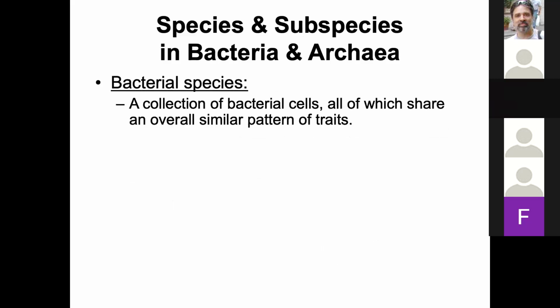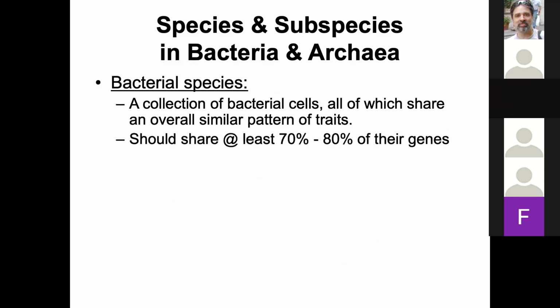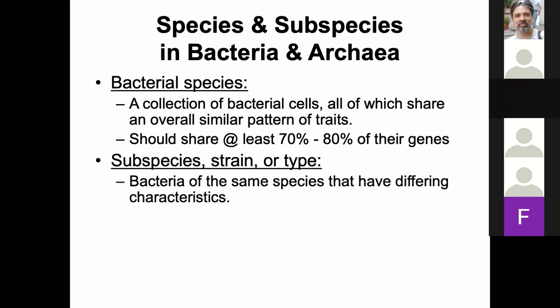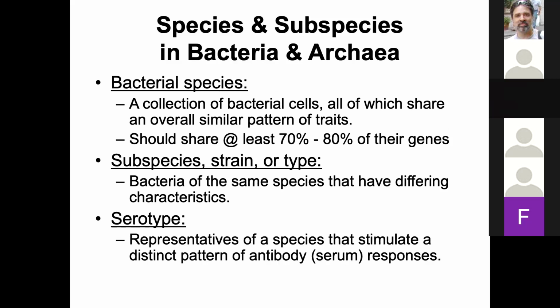Bacterial species are collections of cells, all of which have a particular pattern of traits and share at least 70 to 80% of their genes, while a subspecies have slightly different characteristics, but are still basically a member of that umbrella, that bacterial species, right? And a serotype is an even smaller category representing a bacteria or an archaea with a particular surface molecule that we can detect using things like antibodies that are attached to dyes or attached to enzymes, okay? So these are all different ways to characterize.